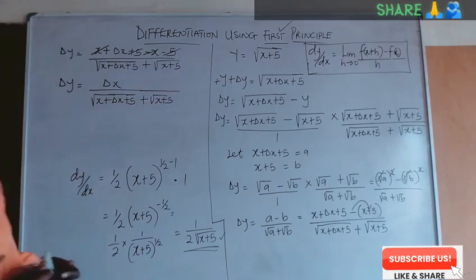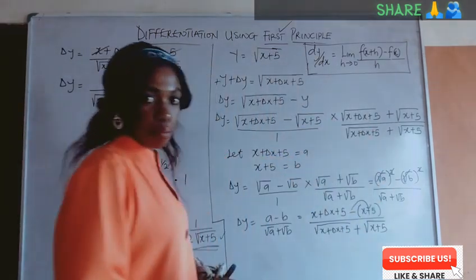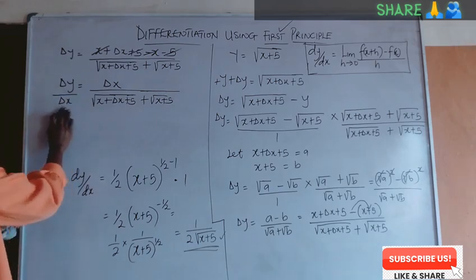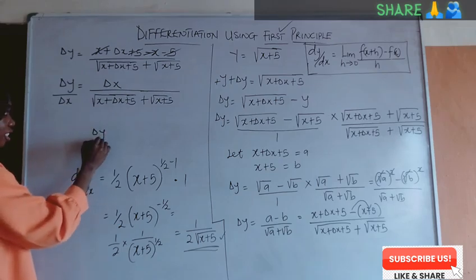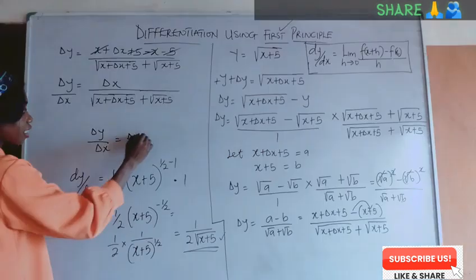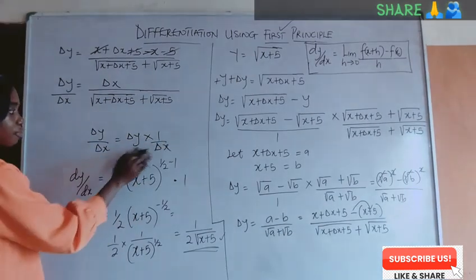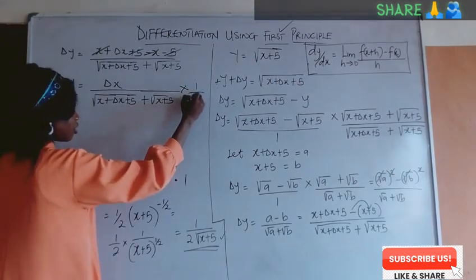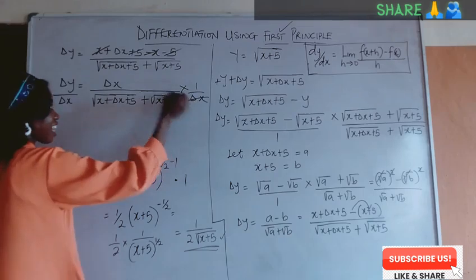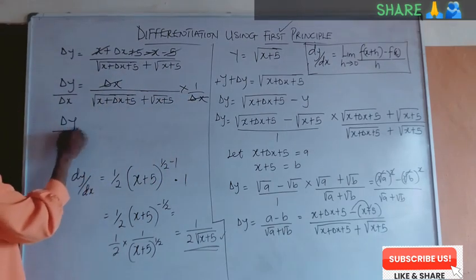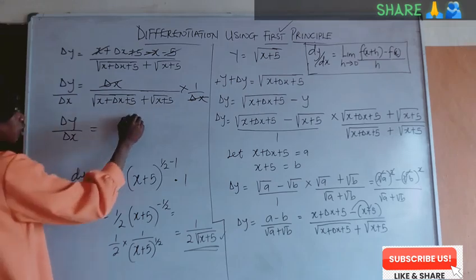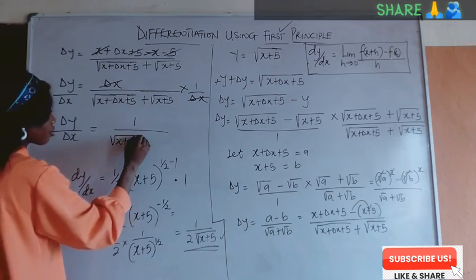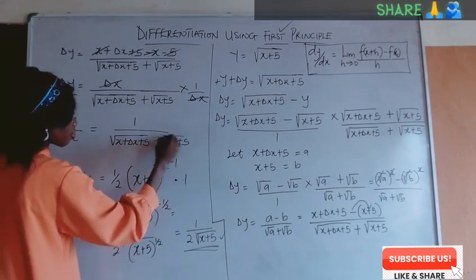So what do you do next? Remember, the next thing is to introduce your change by dividing. We're going to divide this by change in x. To divide this means to multiply by 1 over change in x. When you have this, it means change in y multiplied by 1 over change in x. It means we multiply this to both sides. So we're going to multiply this also by 1 over change in x. In that case, this can cancel this. So we have change in y over change in x is equal to 1 over root of x plus change in x plus 5 plus root of x plus 5.